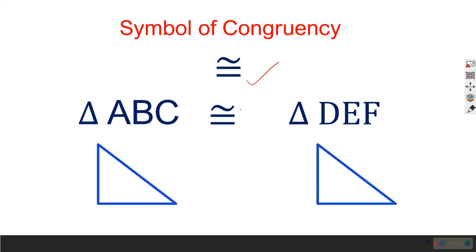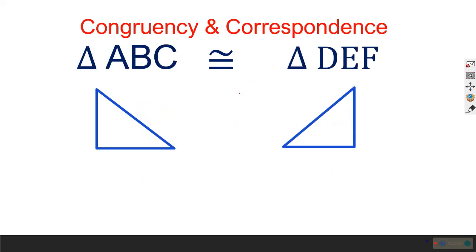The second aspect you understood was about correspondence. When we say triangle ABC is congruent to triangle DEF, it also means that side AB will be congruent to DE, BC will be congruent to EF, and AC will be congruent to DF. That also we found and proved last time. If it is another way, the correspondence won't happen.